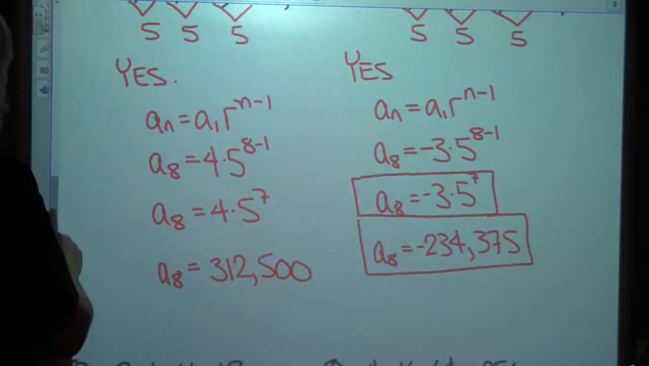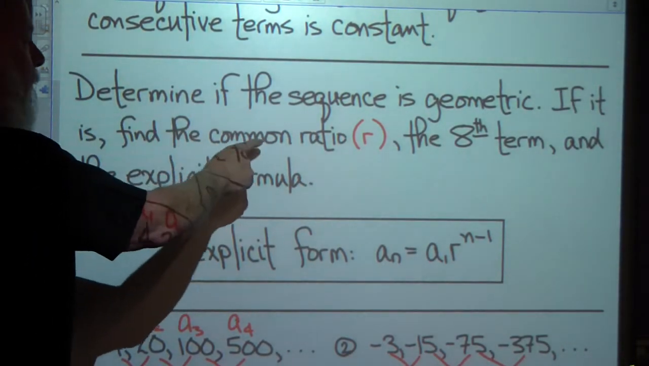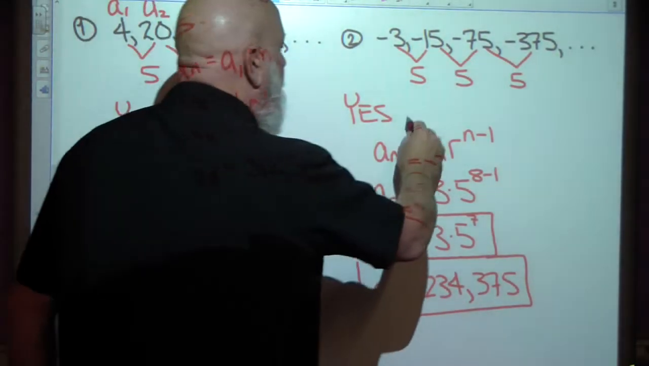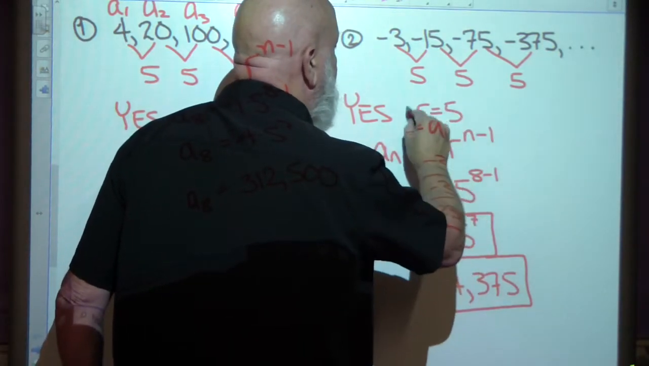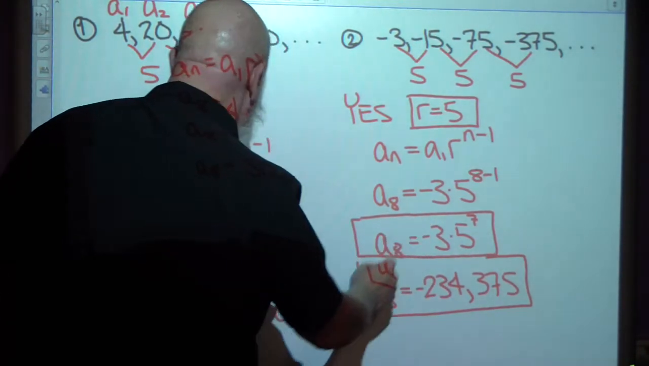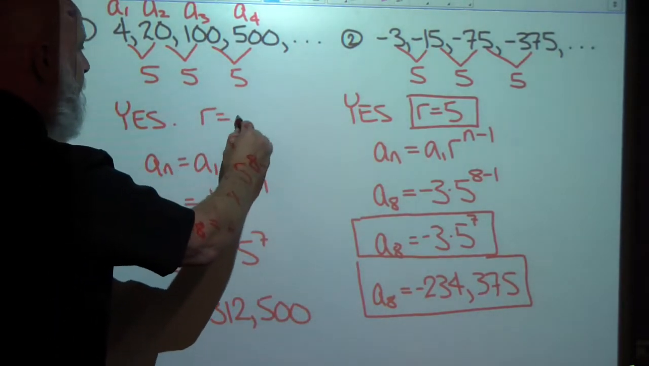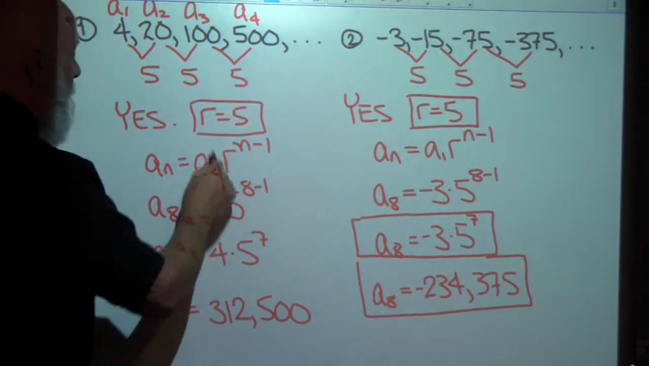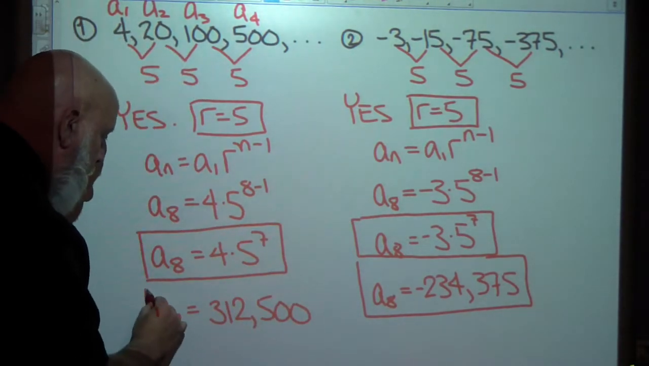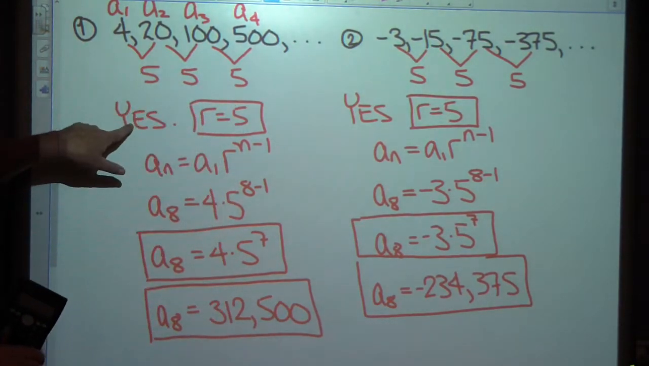Okay. Let's make sure I haven't left anything out. Determine if it's geometric. Yes, it is. If it is, find the common ratio. We did find the common ratio too. Where did I find that? I didn't write that, but I should have. R equals 5, because we were asked specifically for that. So there it is. I used it, but I didn't identify it. I think I did that over here. Here's what we're looking for. R is 5 in this case, again. And here's our explicit formula that we're looking for, and the 8th term. These are what we were asked for after we determined that it was geometric. Okay?